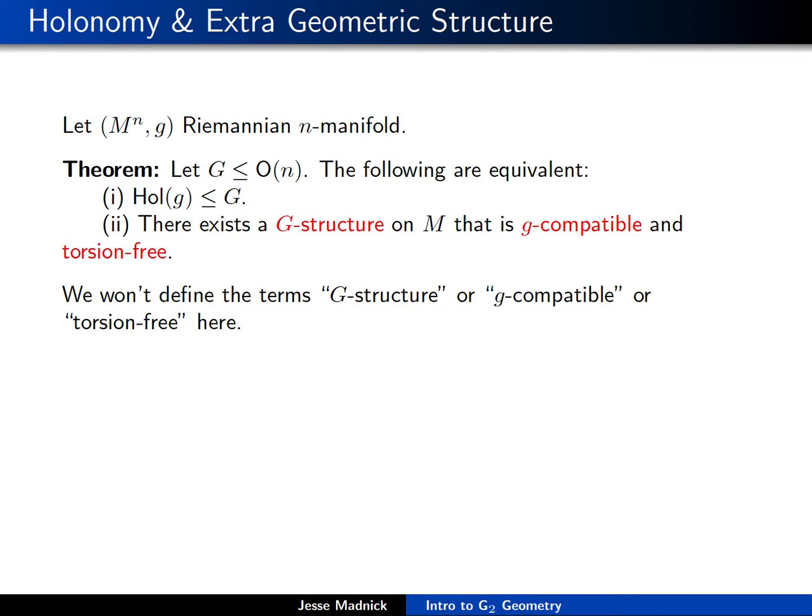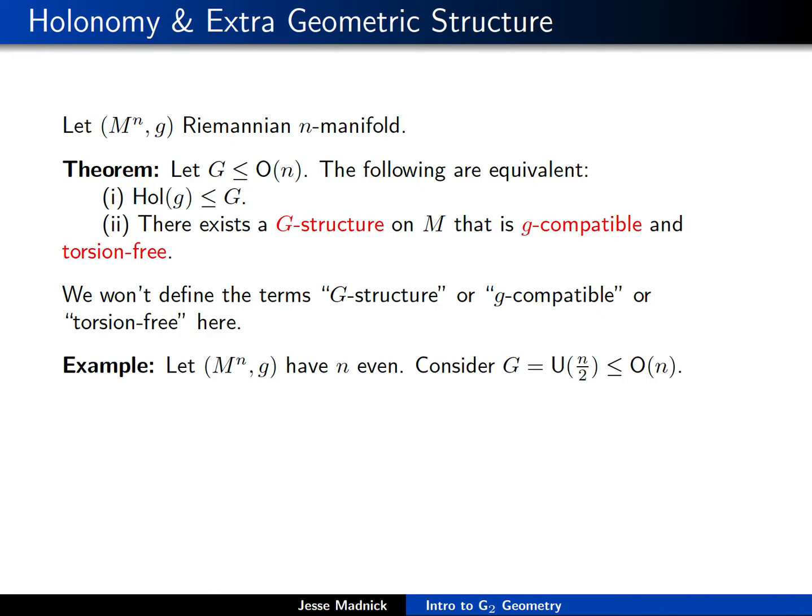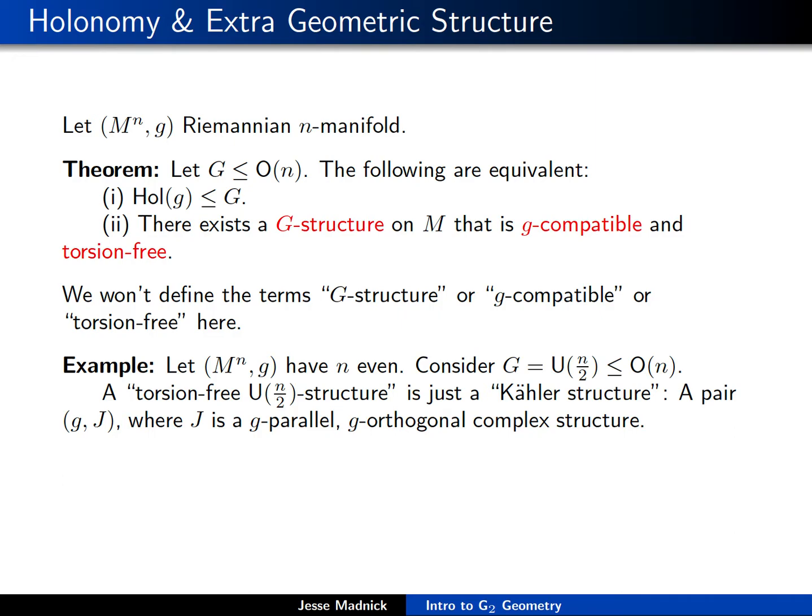Okay, so in the interest of time, it would take us too far afield to define the terms G-structure, G-compatible, and torsion-free. So let me just illustrate this theorem with an example that is hopefully familiar from complex geometry. Let's say you have an even-dimensional Riemannian manifold, and let's say you take G to be the unitary group U(n/2), embedded in the orthogonal group in the standard way. A torsion-free U(n/2) structure, that's just a fancy way of saying Kähler structure.